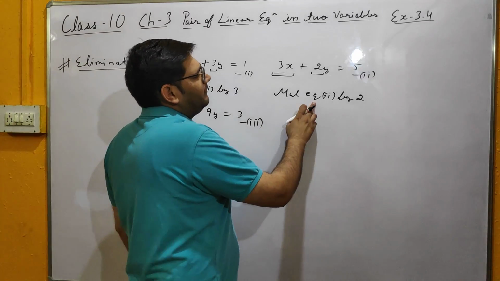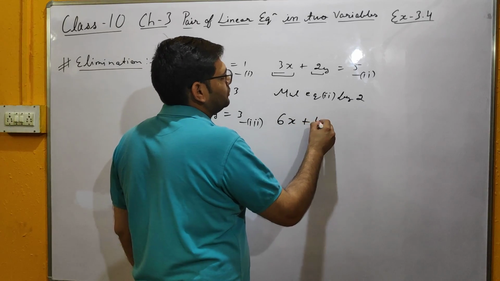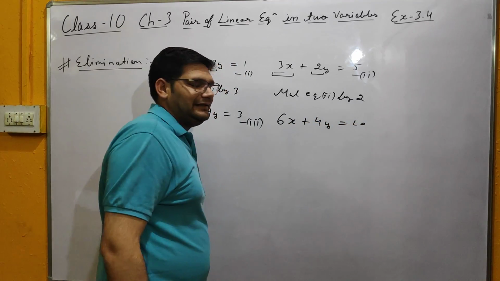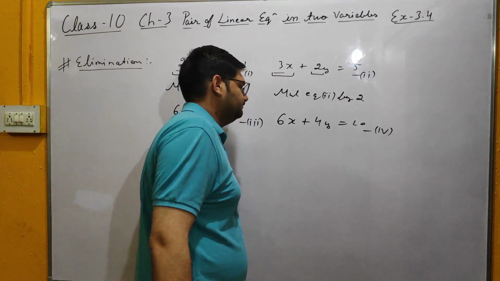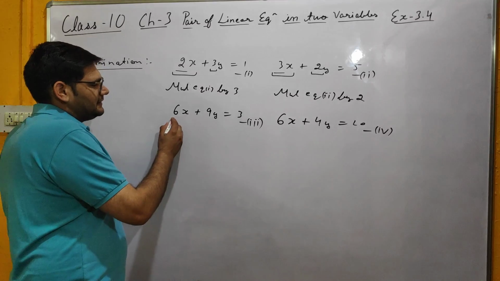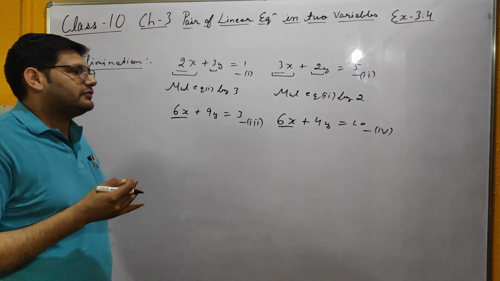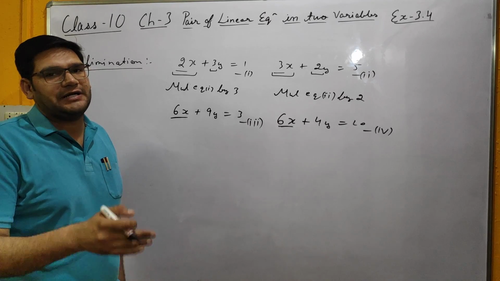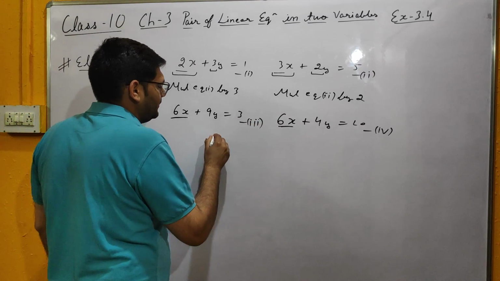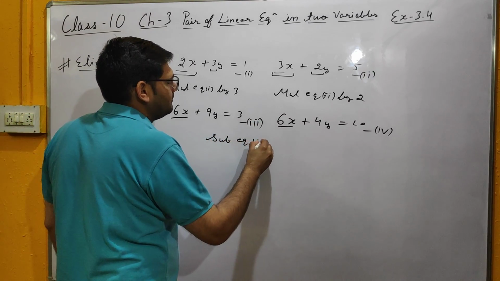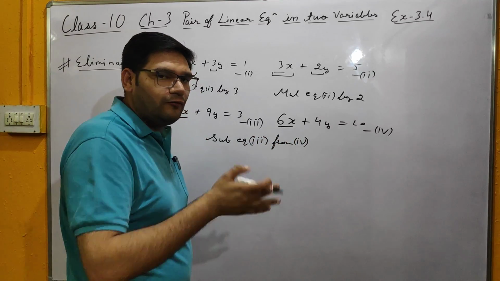Next, if we multiply this equation by 2, what we will get? 6x plus 2 4s are 4y equals 10. This is our fourth equation. Now my dear students, 6x and 6x, we have the same values. Now what we can do? Now we will eliminate it. Just subtract equation number 3 from 4 or 4 from 3.